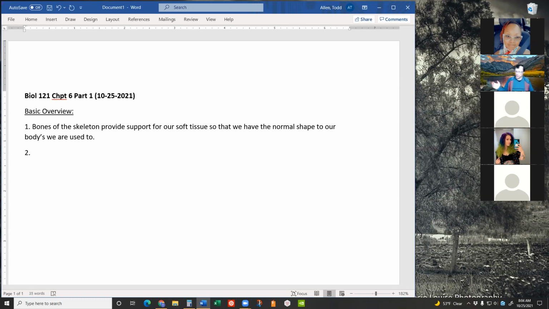Another function of bones is to provide some limited protection for more internal, soft organs. Think about the bones of your skull protecting your brain, the bones of the vertebral column protecting the spinal cord, bones of the rib cage protecting our lungs, our heart, that type of thing. So bones also have a protection capacity.